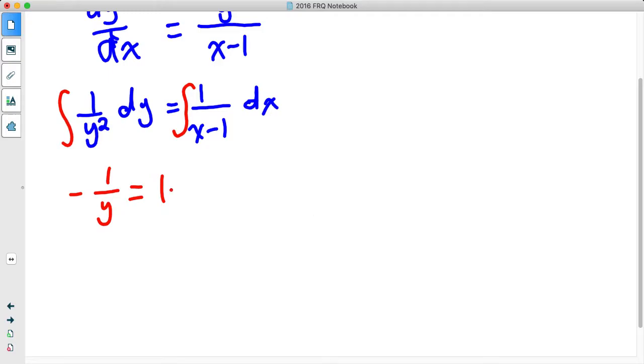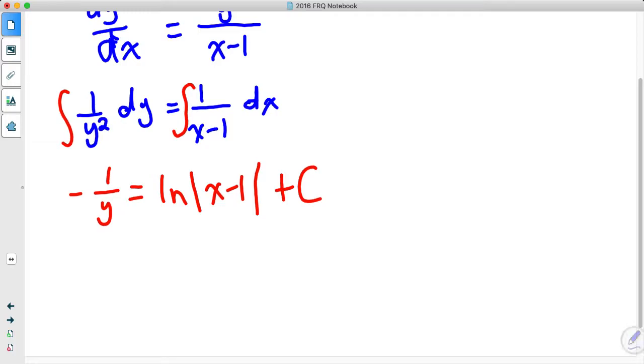And basically we're going to need the absolute value there because we don't know if this value is going to be positive or negative in there. So we're just going to leave that as absolute value for now. And we're just going to put the plus c over here.